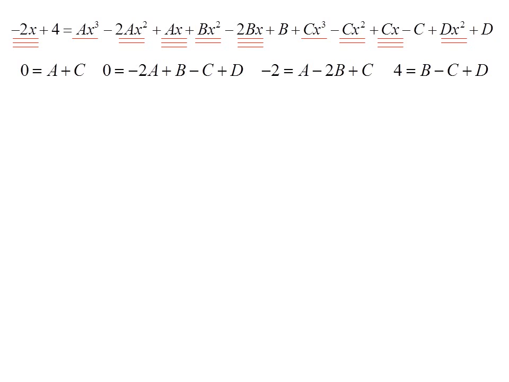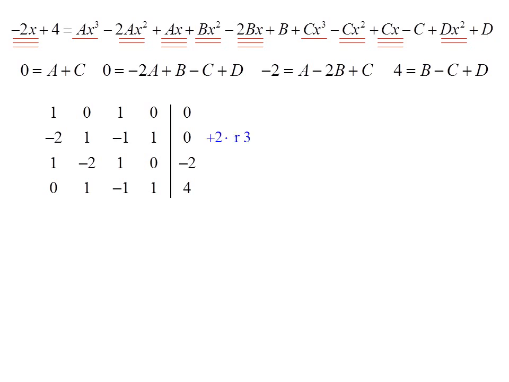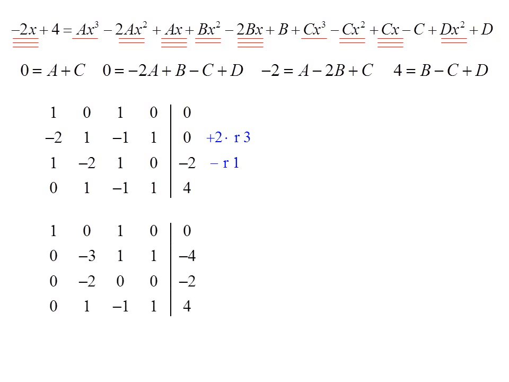So now we have 1, 2, 3, 4 equations and 4 unknowns. And we can use matrices to solve this and row operations. So I'm going to add twice row 3 here and subtract row 1. Then I'm going to divide this row by negative 2 and move it up to the second row.